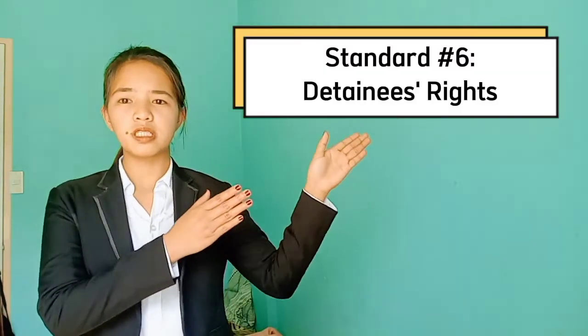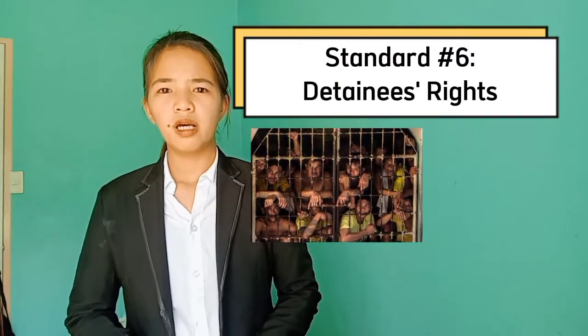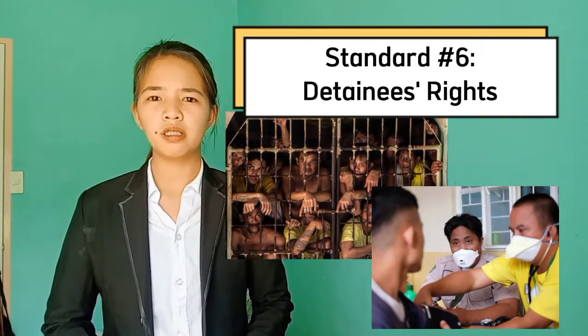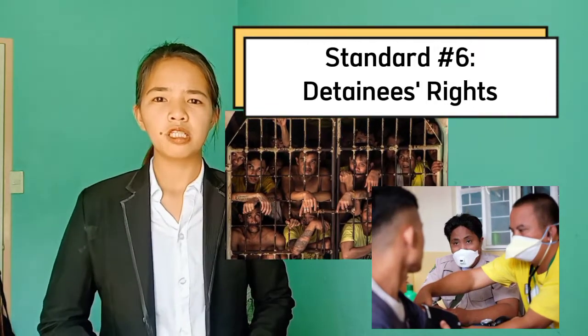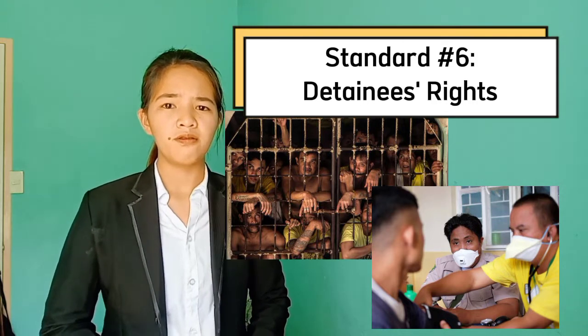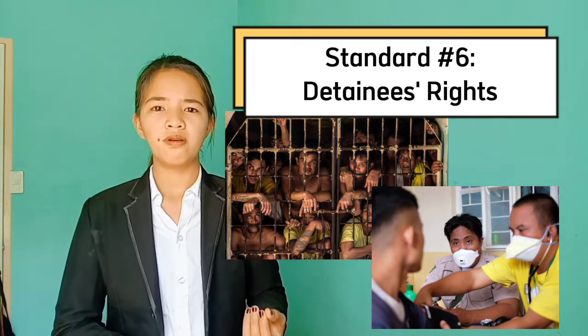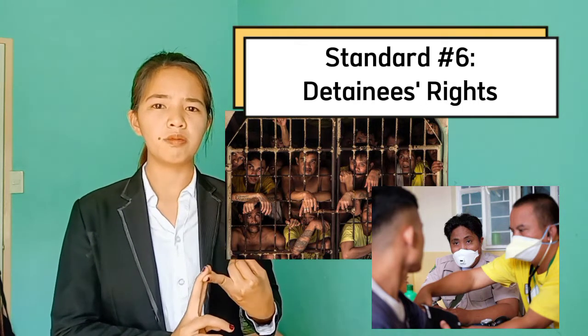Standard number 6 is the detainees' rights. Under Republic Act 7438, persons who are arrested, detained, or under custodial investigation shall at all times have assistance, the right to be protected from violence, medical assistance, and the right to access their family and lawyers.